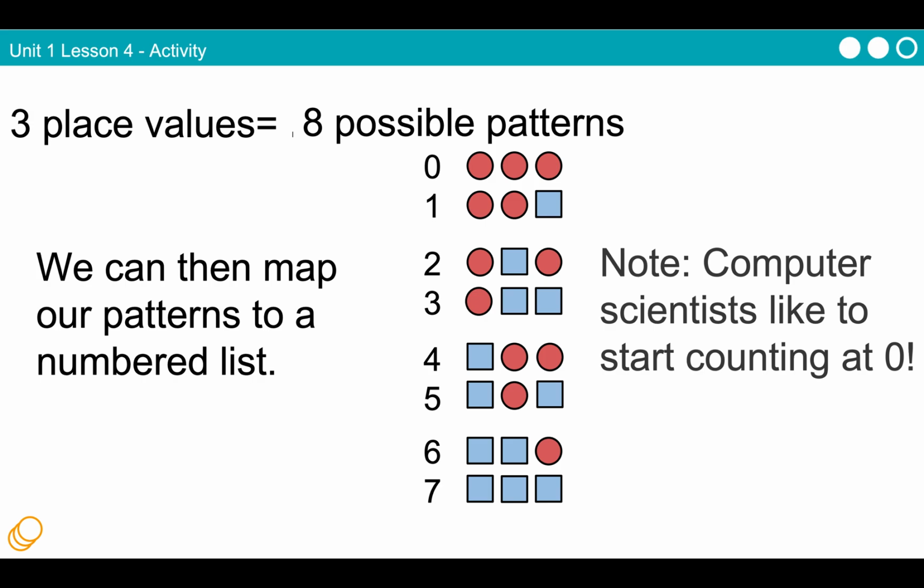We can then map our patterns to a numbered list. Now, note, in computer science, we count at 0. All counting starts at 0 in computer science. So you can see our 8 possible patterns here map to a decimal value of 0 to 7.